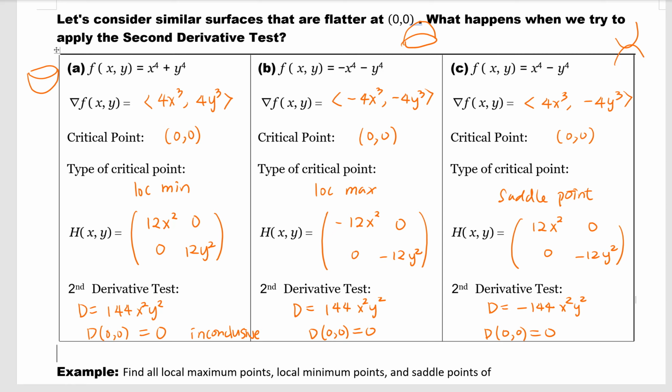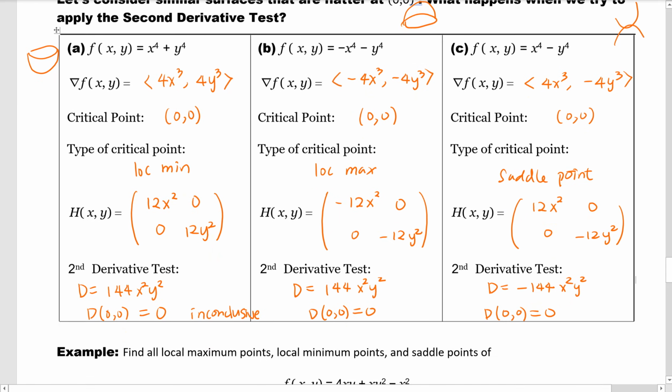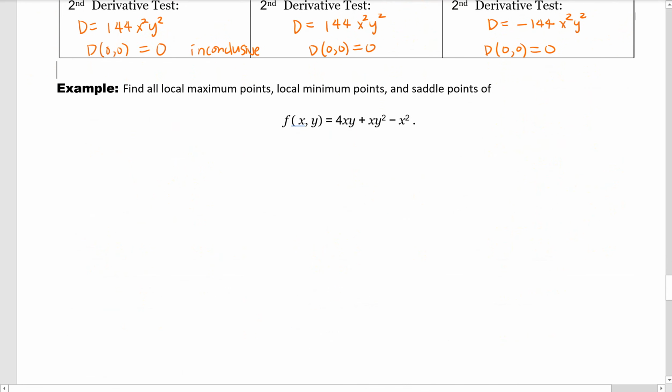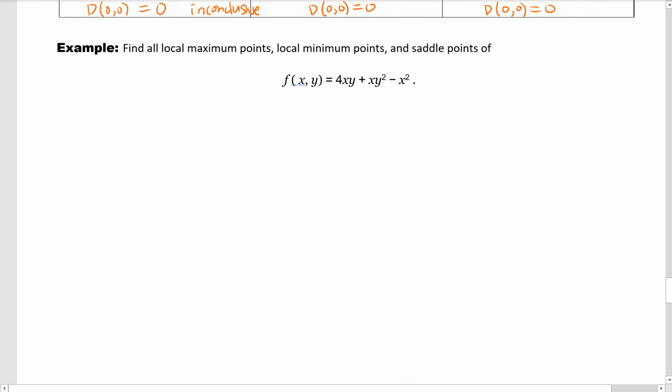So we can see that if the surface is flatter, then the second derivative test does not apply here. In that case, it's better to draw the surface to decide whether it's a local max, a local min, or a saddle point. Let's look at the following example. This is a typical example I will ask you in the exam. I give you a function in two variables, and I ask you to find all local maximum points, local minimum points, and the saddle points.